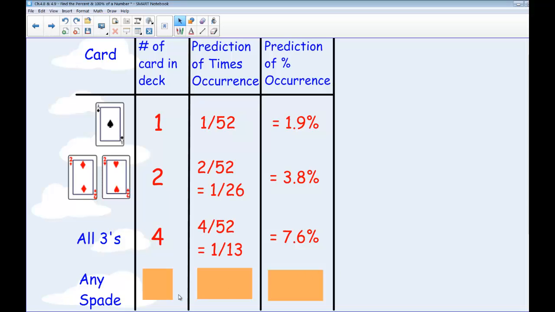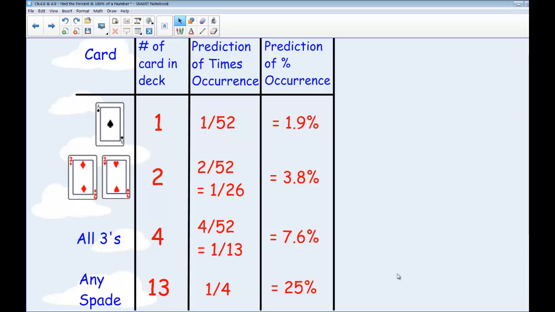For any spade, well, in a deck of cards there are 13 spades, so your chance of picking any spade would be 13 out of 52, which is a quarter of the cards, because there are really 4 suits, so it's 1 out of 4. Therefore, you have a 25% chance of picking any spade.